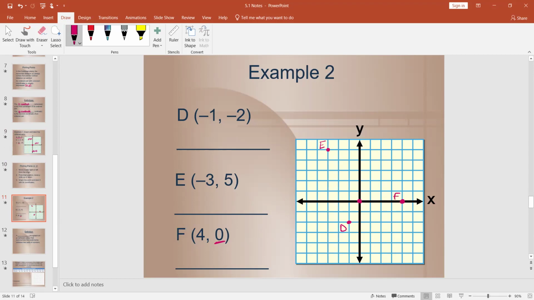So going back, point D is in quadrant 3. E is in quadrant 2. And F is falling on the x-axis. Okay, if it falls on one of the axes, either X or Y, then it is not in a quadrant. It's on the boundary of a quadrant, which is your X or Y axis.